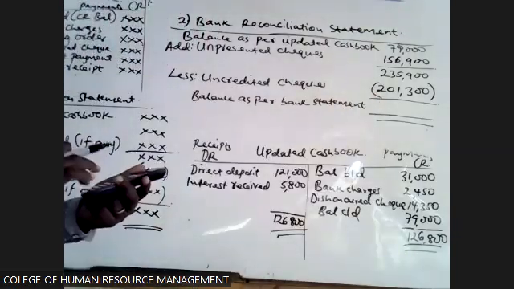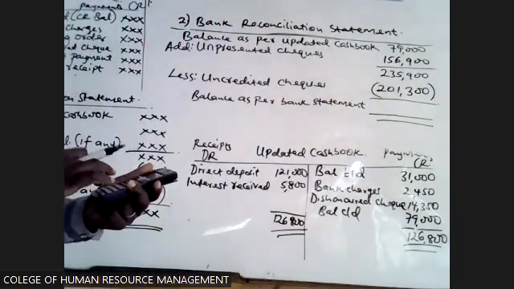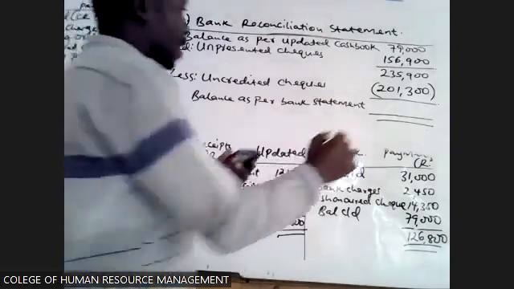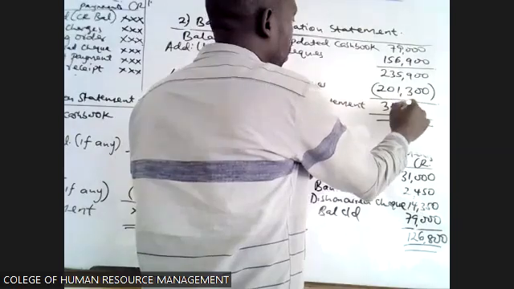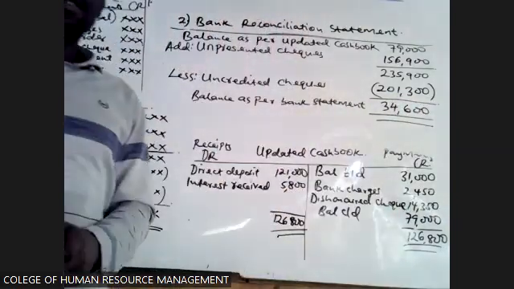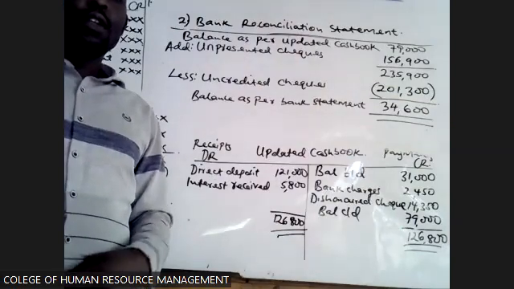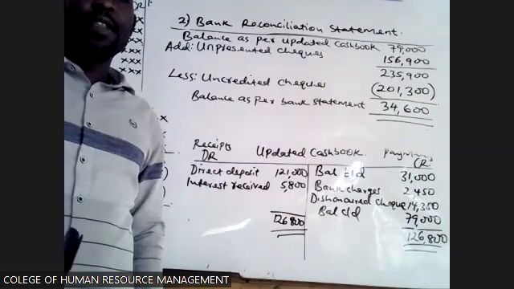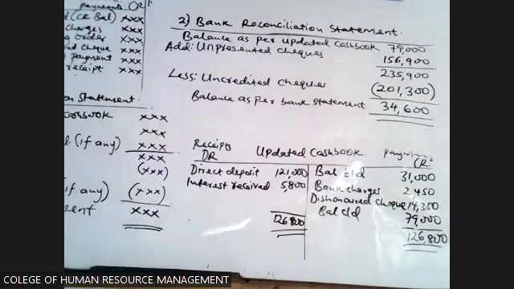Balance as per the bank statement. You will get that report, 600, which is a positive figure. So look at the balance that we were given in the question for the bank statement.